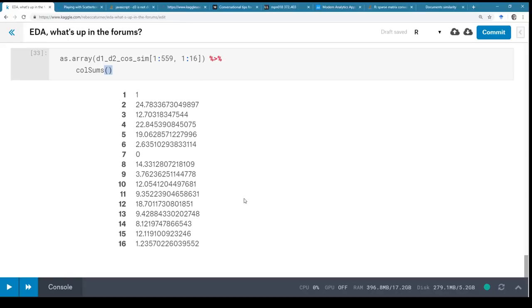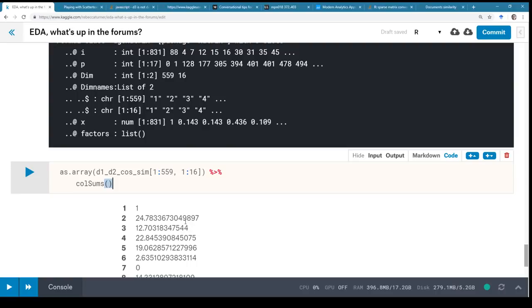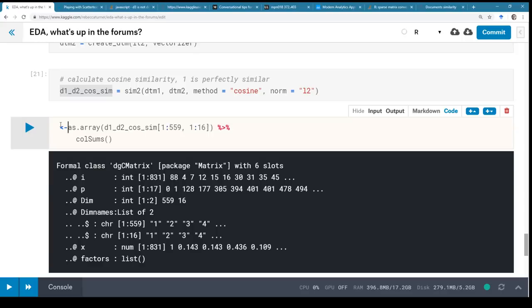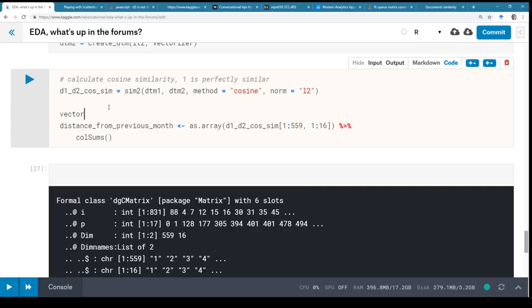Hey, nice. Okay. So you can see we have three very surprising topics, 1, 7, and 16. And then we have some very unsurprising topics like 2 and 4. So I'm going to call this distance from previous month. One is perfectly similar. Vector of sum of cosine distance from all previous topics in the previous month.